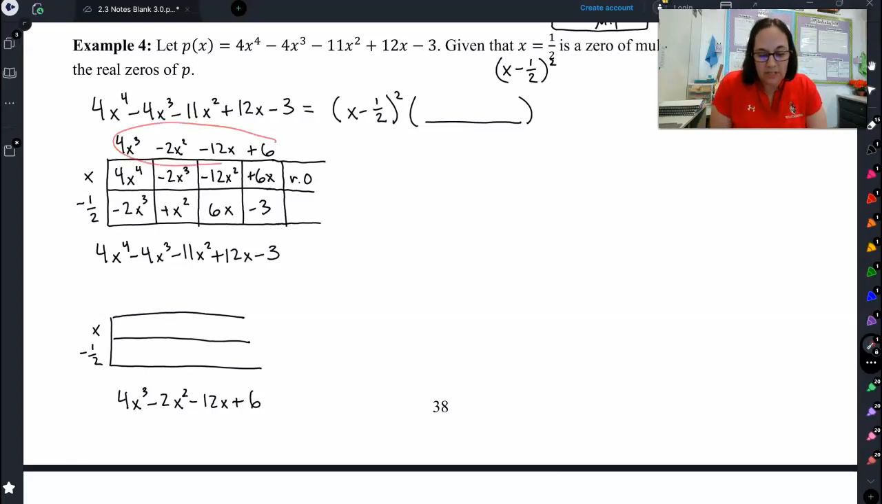So this is the answer I got from that division box. So that is going to become my new answer, and I'm going to do a division box with the same factor because it has multiplicity 2, but with the answer I got before. So pause the video, do this division box now, and then come back to check your work.